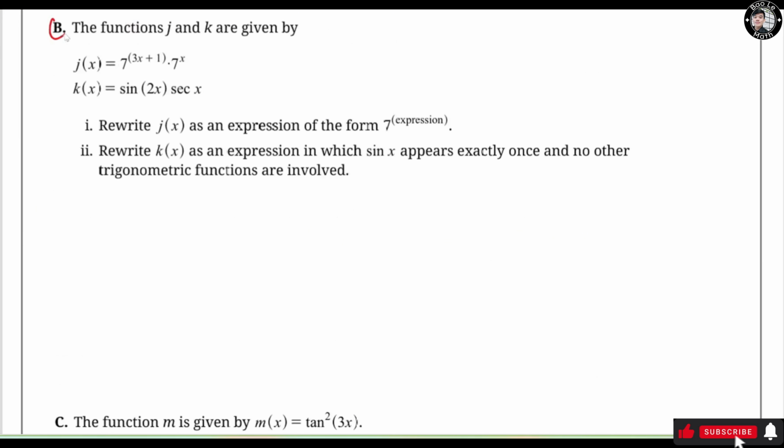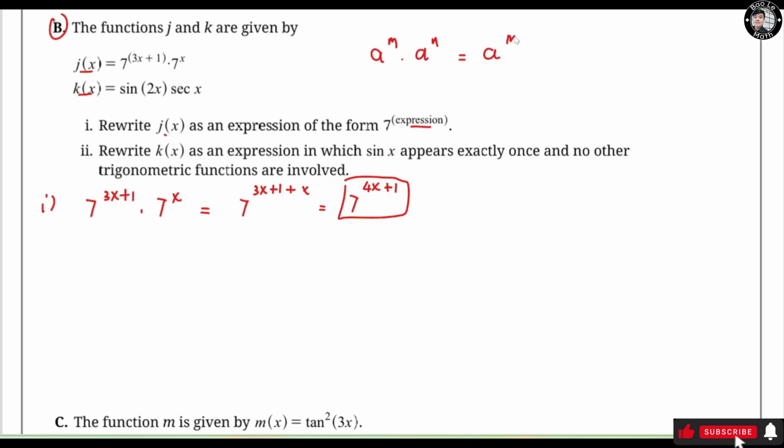Now question B. The functions j and k are given by j of s and k of s right here. Write j of s as an expression of the form 7 to the expression. Alright, so we have 7 raised to the 3s plus 1 times 7 raised to the s equals 7 raised to the 3s plus 1 plus s, and it's going to be 7 raised to the 4s plus 1, right? Keep in mind, a raised to the m times a raised to the n equals a raised to the m plus n, right?